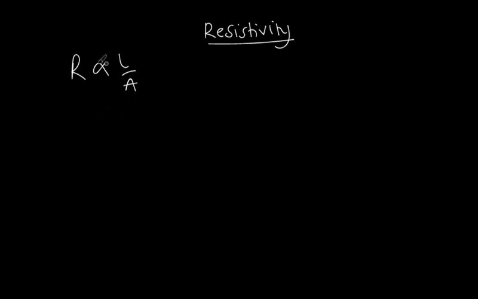Now whenever we remove a proportionality sign, we tend to introduce a constant. So in this case, when we take off the proportionality sign, the resistance will be equal to a constant. That constant is what we call the resistivity, and it is represented with this symbol. So we have the resistivity, then the length, and then the cross-sectional area.